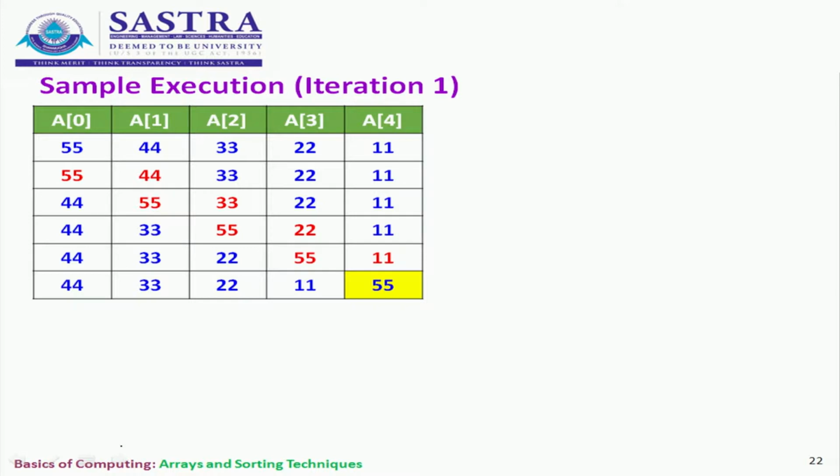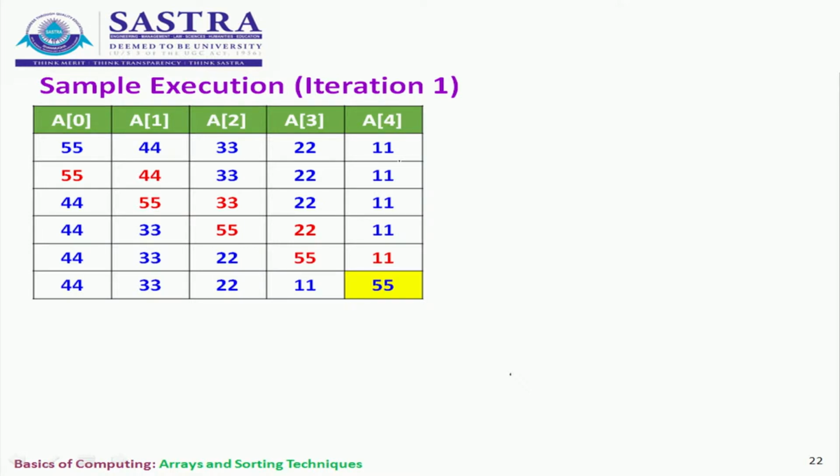So this is the array: A of 0 is 55, A of 1 is 44, A of 2 is 33, A of 3 is 22, A of 4 is 11. This is the unsorted array. Though it seems to be sorted, our objective is to sort in ascending order. Just for showing the worst case scenario, we have taken the complete opposite array. So we have to arrange this entire array into ascending order. That is the objective of this problem.